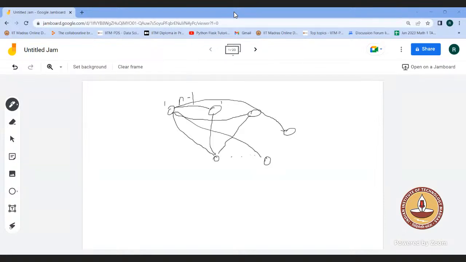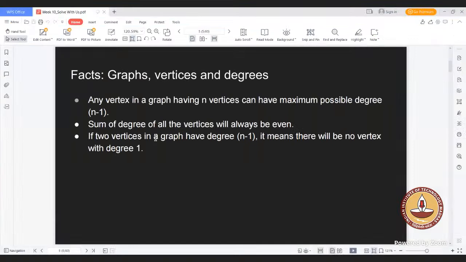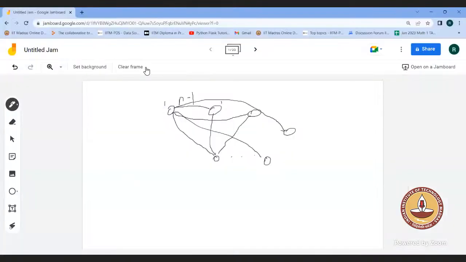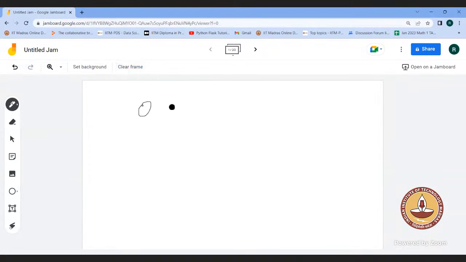And the third point is, if two vertices can have a degree n minus 1, it means that there will be no vertex with degree 1. Let's take two vertices, these two, and there are again some other nodes. Let's say there are n nodes totally. So if this one is connected to all the other remaining nodes, suppose there are n minus 1 nodes, right?